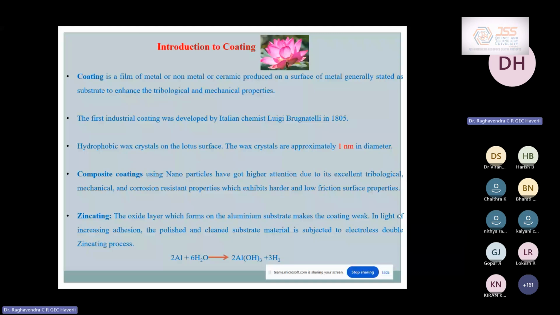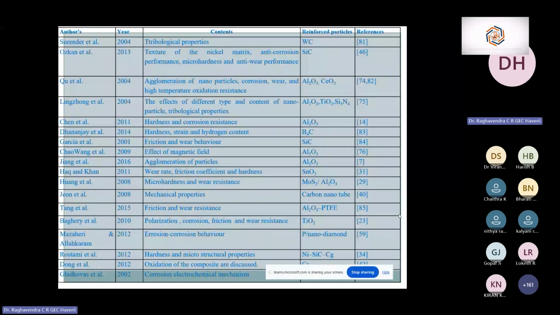So these are different nanoparticles which have been used for different applications, like tribological properties. They have used tungsten carbide, and even for the texture of a nickel matrix in order to have anti-corrosion performance or increased microhardness. They have used silicon carbide to avoid agglomeration of nanoparticles, and for corrosion or wear resistance. For high temperature oxidation resistance, Al2O3 and cerium oxide have been used.